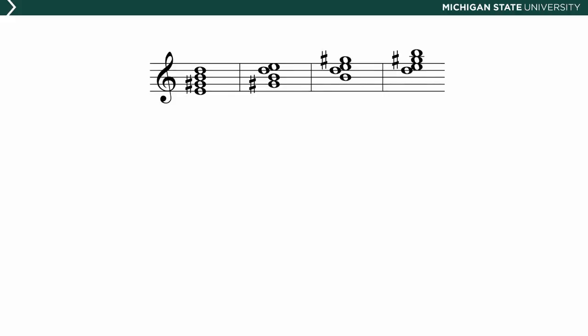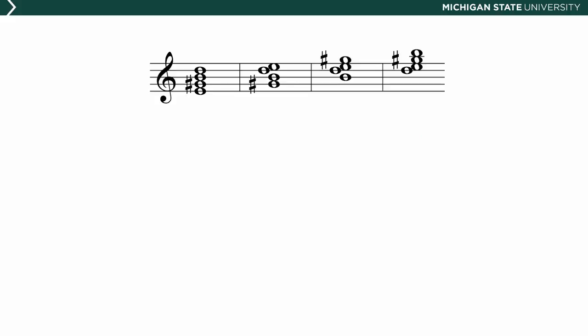Inversion works the same way as it does in triads. The inversion of the chord is determined by the lowest note, regardless of the arrangement of the notes above it. Now that there are 4 notes, we can have 3 inversions, in addition to root position. First inversion has the third of the chord as the lowest note, second inversion has the 5th of the chord as the lowest note, and third inversion has the 7th of the chord as the lowest note.